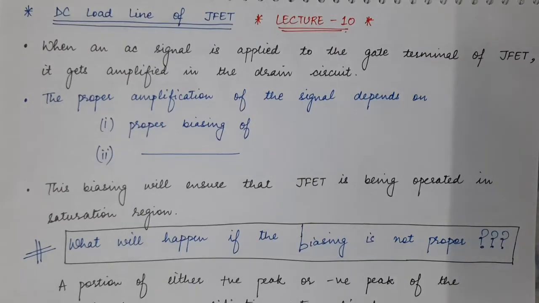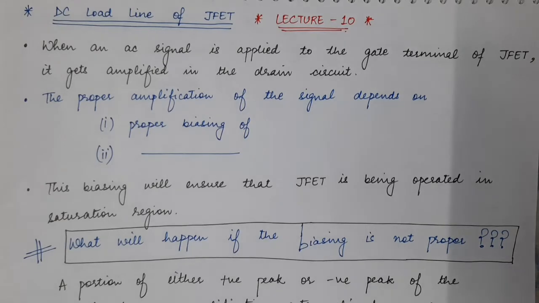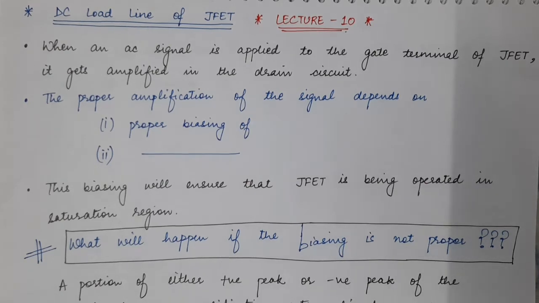Good morning students. In this lecture 10th, we will discuss the DC load line of junction field effect transistor, and we have already discussed this DC load line analysis in case of PN junction diode and in case of BJT, that is bipolar junction transistor. So what it actually is, it is the intersection of the characteristic curve and the load line.